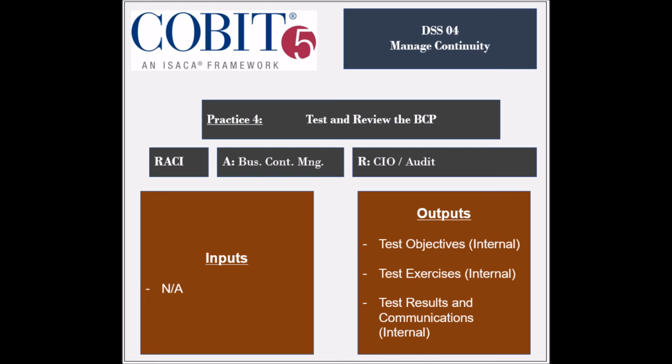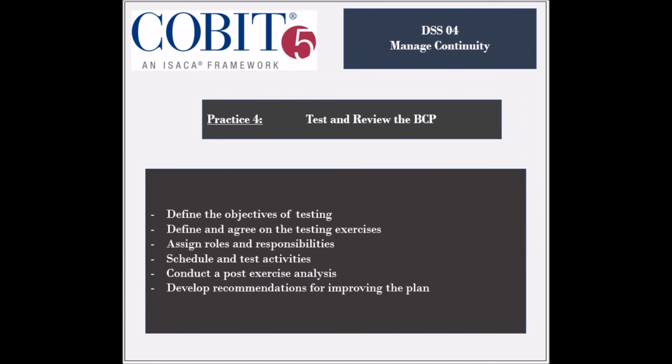The practice receives no inputs, but generates 3 outputs, which are the test objectives, the test exercises, and the test results and recommendations, all to be used internally. The activities involved in this practice include defining the objectives for testing the different aspects of the continuity plan. This includes testing the business, technical, administrative, and operational systems, to verify that the plan is meeting all the requirements.